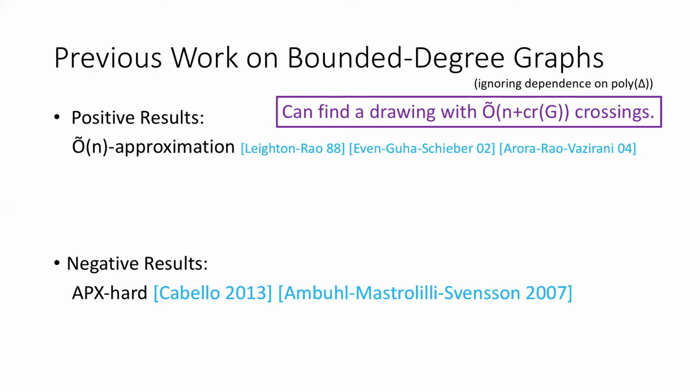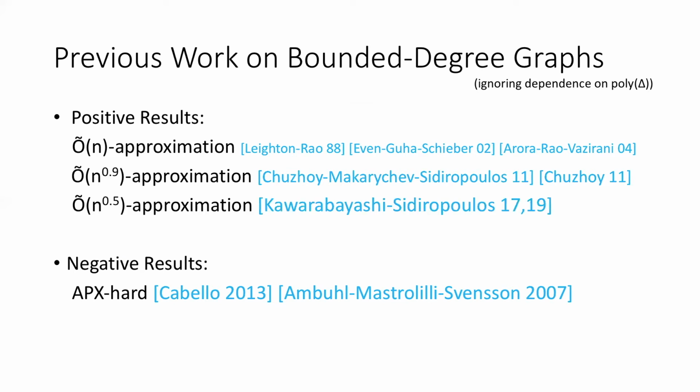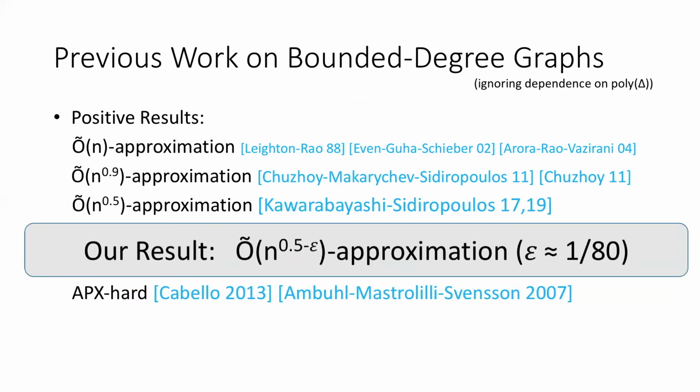And this was improved by 2 papers that shave off some log factors. On the other hand, the strongest hardness result is still only APX hardness. So recently, by a combination of 2 papers, first by Chuzhoy, Makarchev, and Sidiropoulos, and second one by Chuzhoy, the approximation ratio is improved to n to the 0.9. And then in a more recent work by Kobayashi and Sidiropoulos, they further improved the ratio to square root of n. In our results, it's a further improvement of the approximation ratio to something like n to the 0.499.